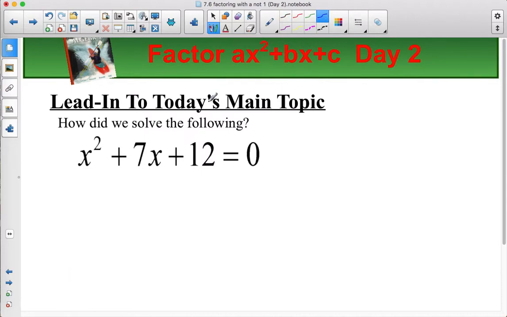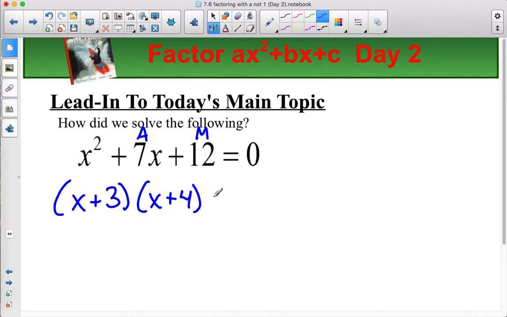We found two numbers that multiplied to be 12 and added up to be 7, and those two numbers are 4 and 3. So I write x plus 3, x plus 4. The order doesn't matter. Commutative property of multiplication, 1 times 2 is the same as 2 times 1.